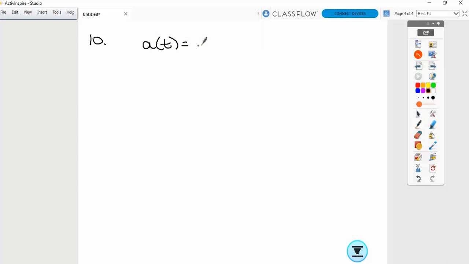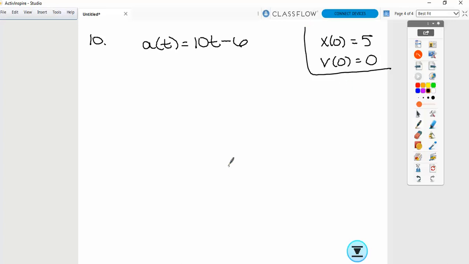I gave you the acceleration. And then I give you some information. The beginning position was 5, and the beginning velocity was 0. So that information is to find constants. You really have to understand the relationship between position, velocity, and acceleration. Position is the first thing. The derivative of that is velocity, and the derivative of velocity is acceleration. I'm asking you to get back to position, so we're going to have to do the antiderivative.